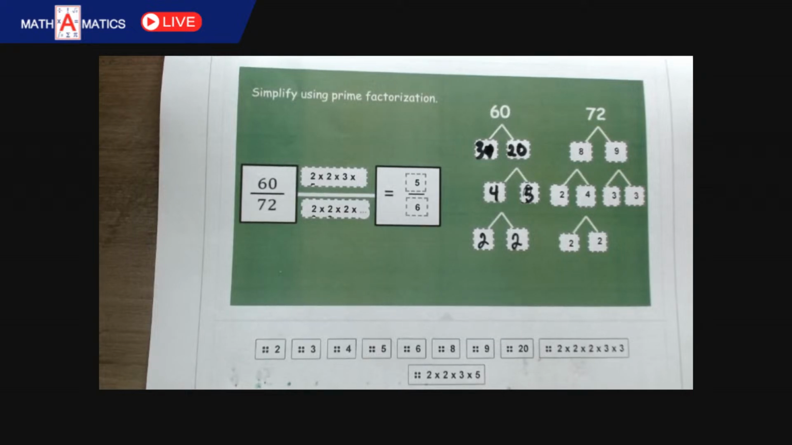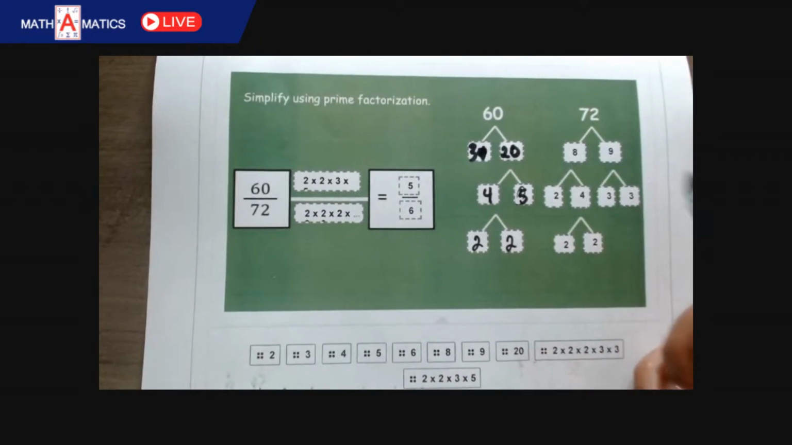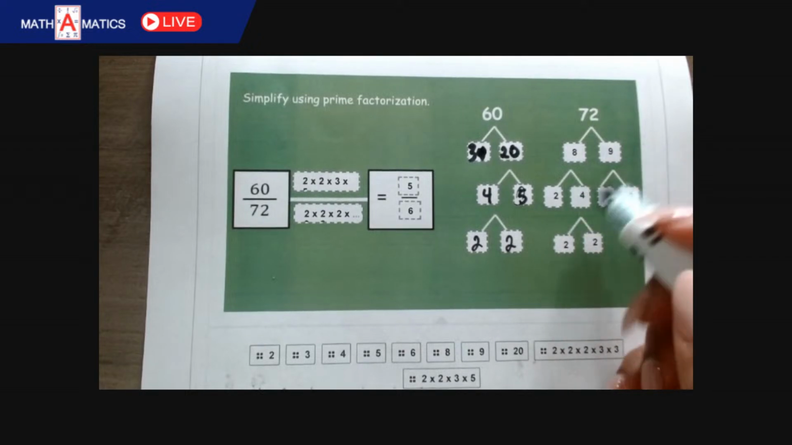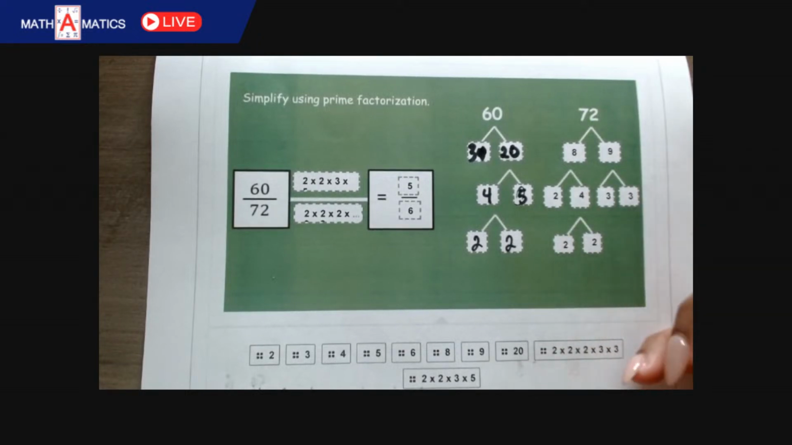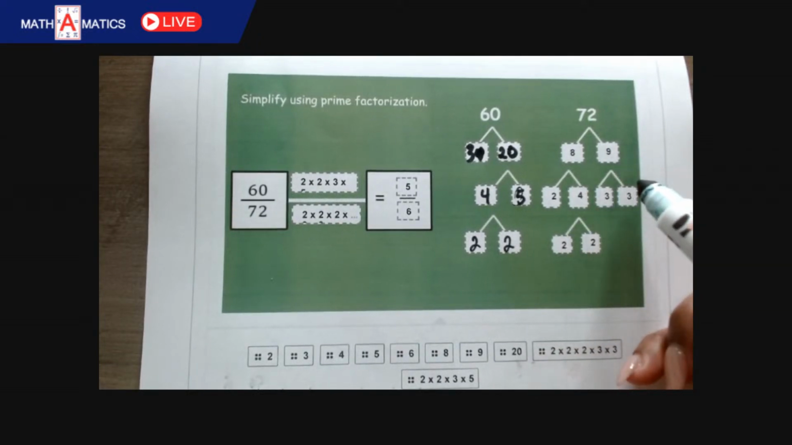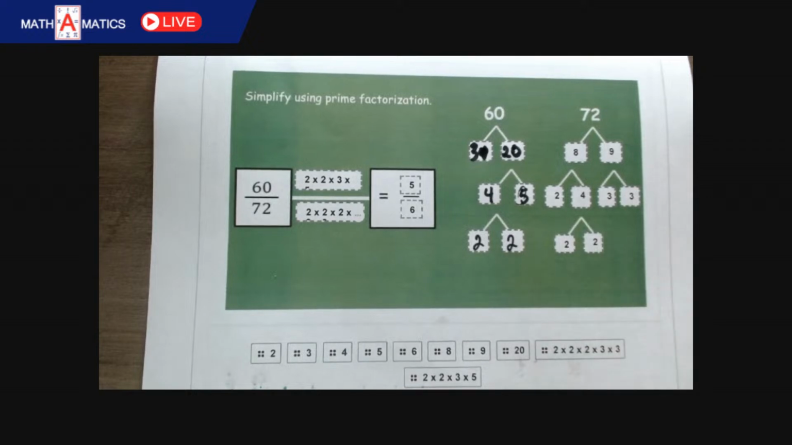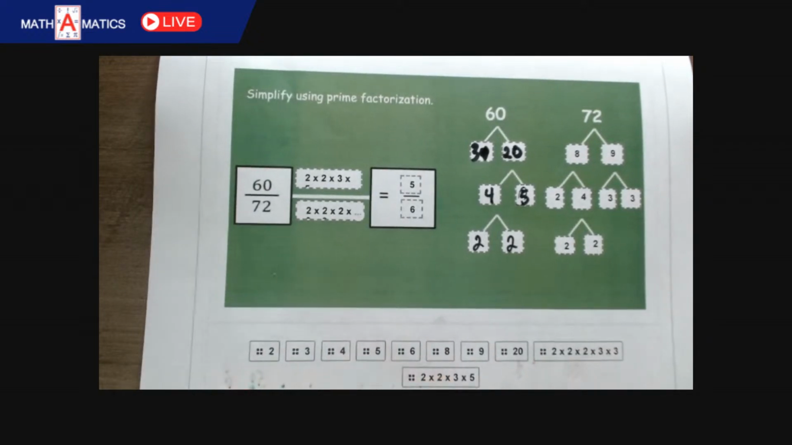So either one works. All right, so now we are going to do the same with 72, which the student has, right? 8 times 9, good. 2 and 4, and the 4 breaks down to 2 and 2, and 9 is 3 and 3. So perfect. We are ready to actually do our prime factorization.